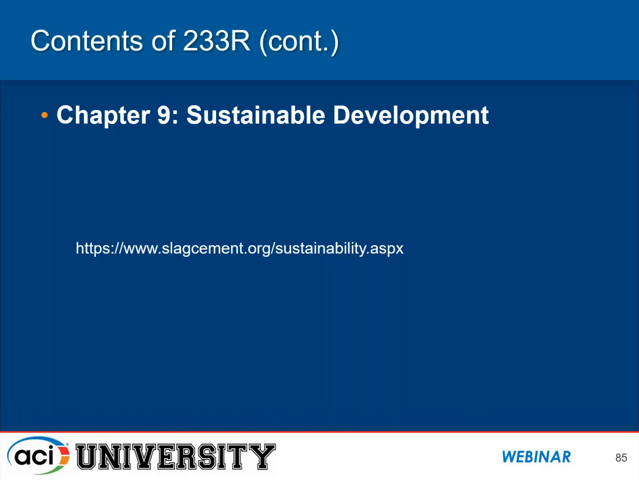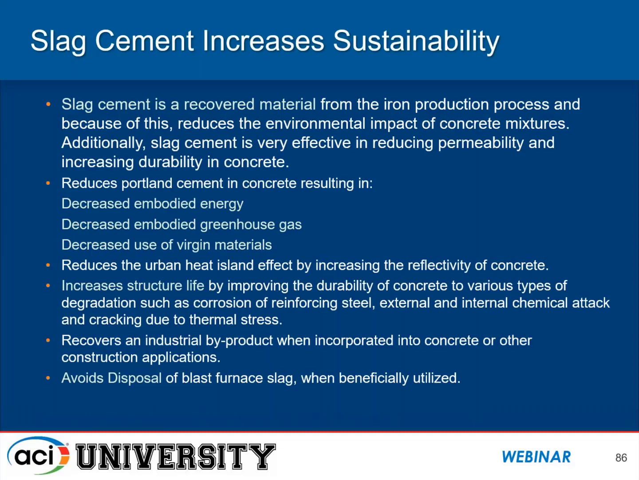Now, the last chapter in the document is on sustainable development, and there's a link there to the Slag Cement Association section on sustainability. So there are some sustainability benefits from using slag. It's a recovered material from the iron process, reduces the amount of cement required, which reduces the embodied energy of concrete, reduces the embodied greenhouse gas in concrete, and decreases the use of virgin materials. In other words, they don't have to mine as much material to make cement clinker.